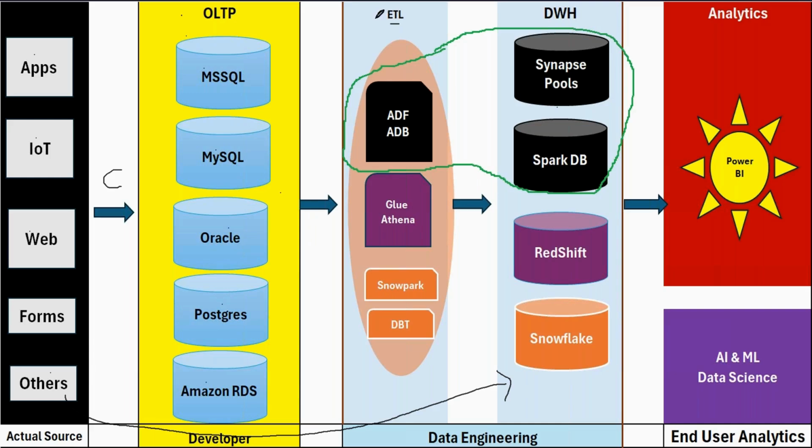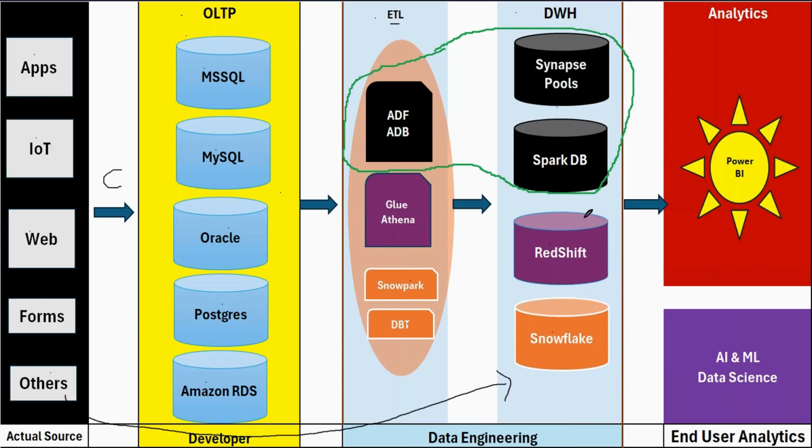And there are different ETL technologies in the market like Azure Data Factory, Azure Databricks, Amazon Glue, Snowpark, Data Build Tool, DBT, etc. And there are different data warehousing technologies also in the market like Microsoft Azure Synapse, also called Synapse Pool, Spark databases, Amazon Redshift, and Snowflake. These are all very commonly used data warehouses.